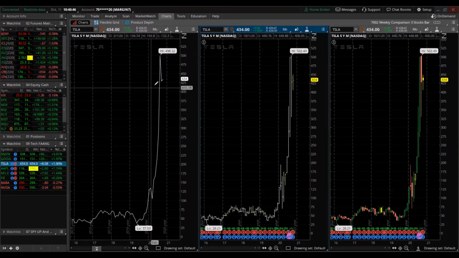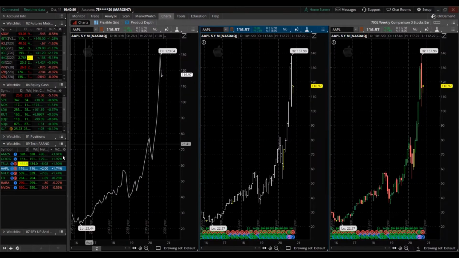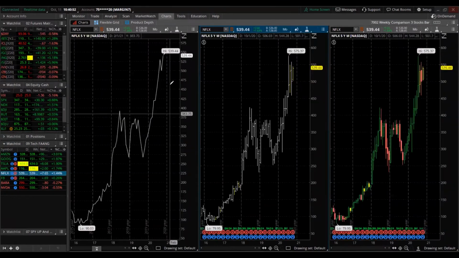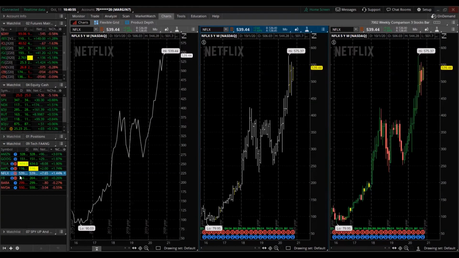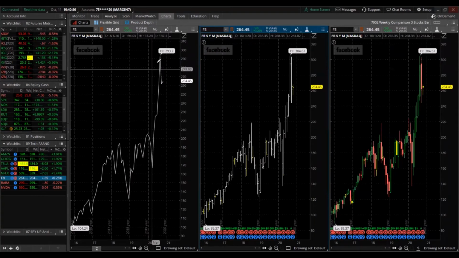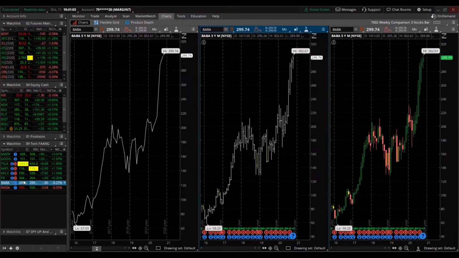Tesla. Apple. Netflix. Yep, Facebook is off its high and doesn't even look like it's gunning there right now. Bravo Alpha. It's here near its all-time high. It's one of the better performing stocks in the FANGs.